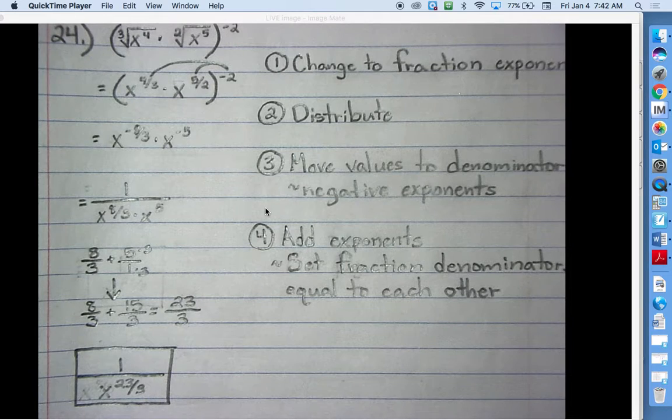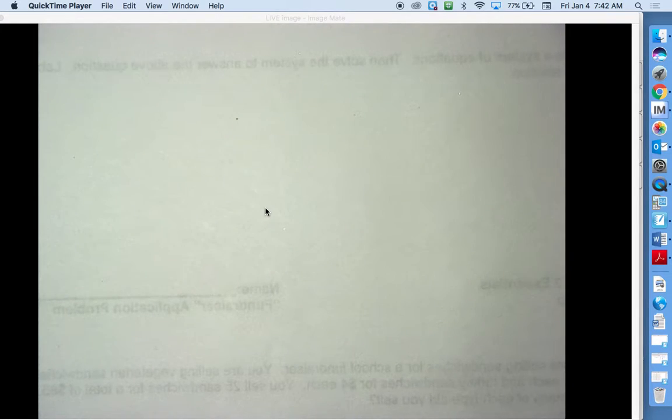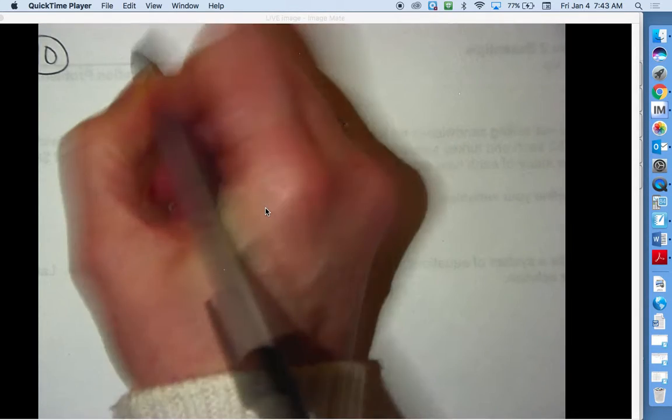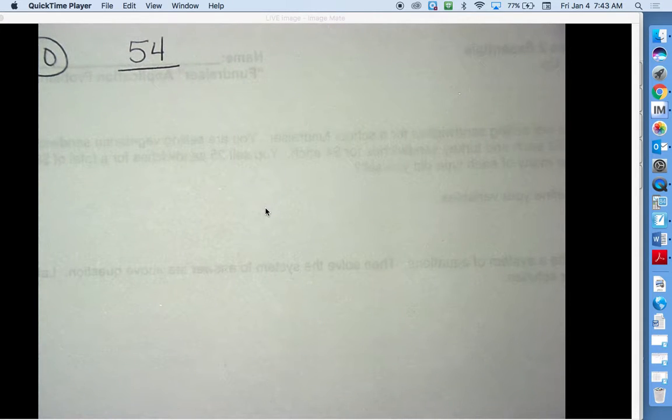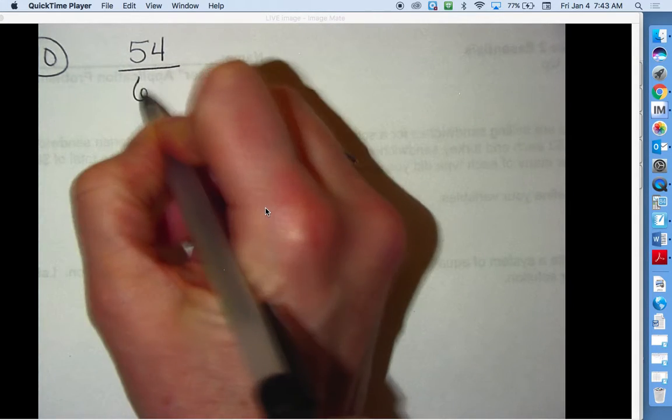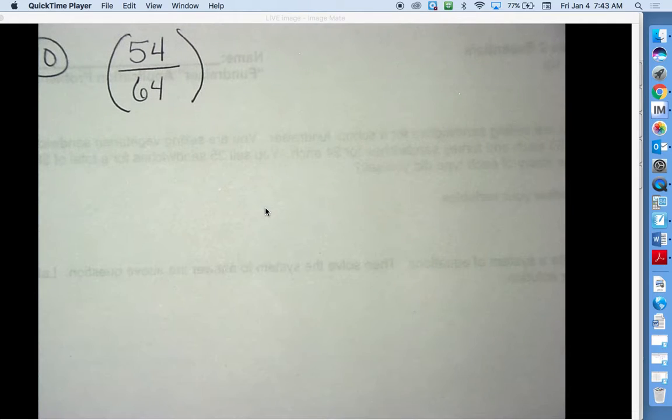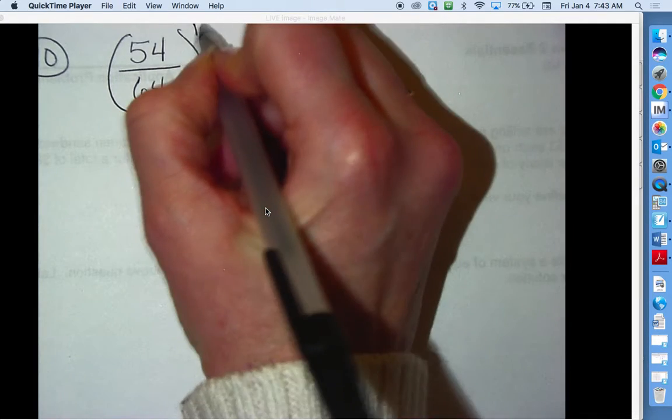So are there other questions from the homework that you wanted to go over, work through? Melanie? On number 10. Yeah. So number 10 is 54 over 64, and then that's all to the exponent of 1/3.